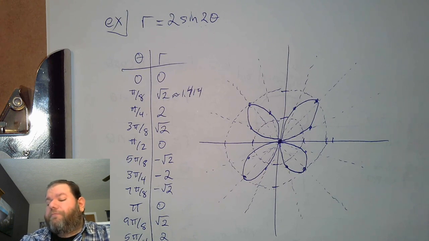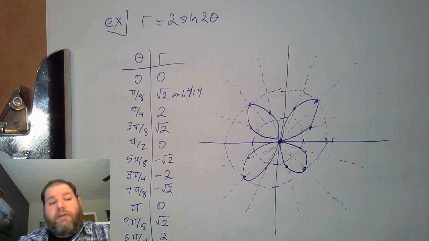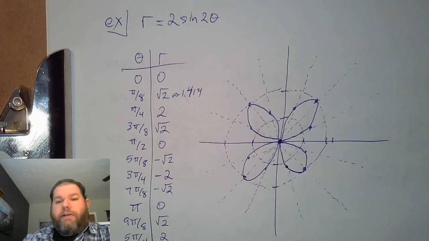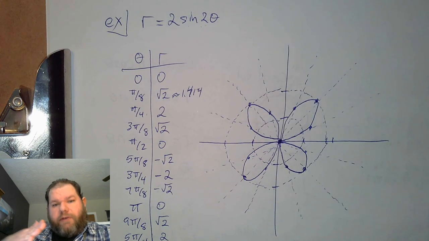Anyway, that's 2 sine 2 theta. 2 cosine 2 theta would basically be rotated 45 degrees, so the petals would be on the lines rather than between the lines. So it would be up and down versus diagonal.